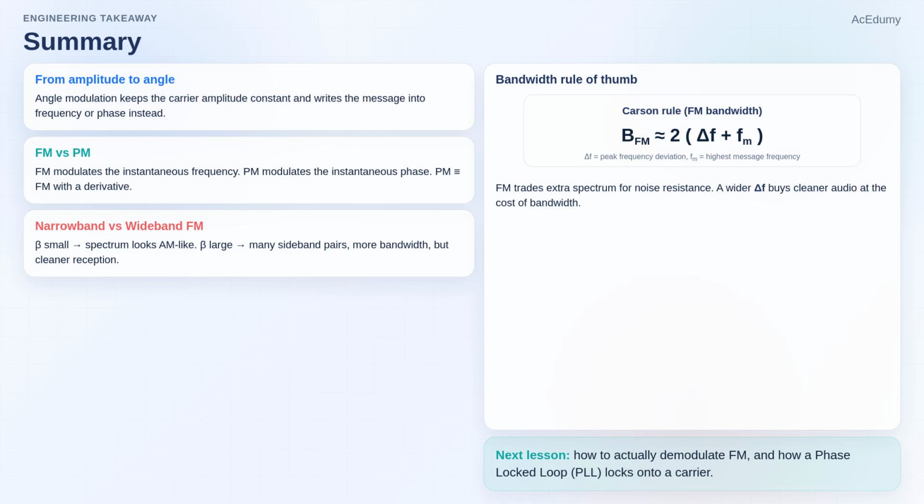In the next lesson, we look at how to actually demodulate FM and how a receiver locks onto a carrier with a phase-locked loop, or PLL.